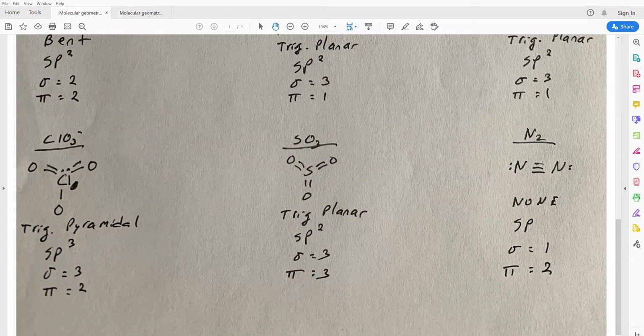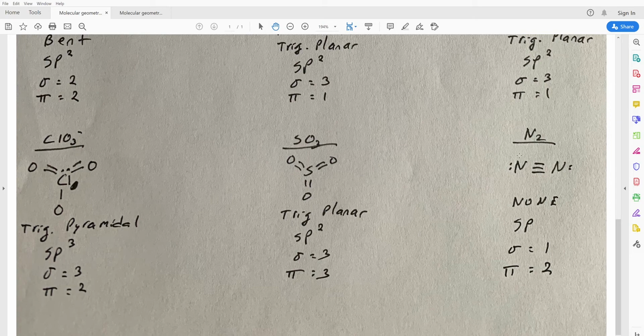The other one I want to show you is this nitrogen molecule. Nitrogen is a diatomic molecule, and so it does not have a molecular geometry. In order to have a molecular geometry, you need to have a central atom with at least two bonded things on it. This only has 1 bonded thing and a lone pair. Because of that lone pair, though, it's sp hybridized, 1 sigma bond, and then 2 pi bonds.